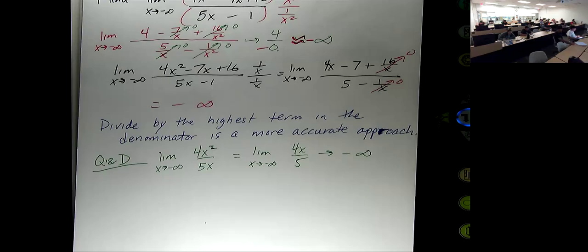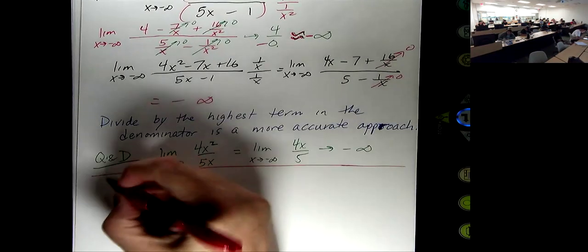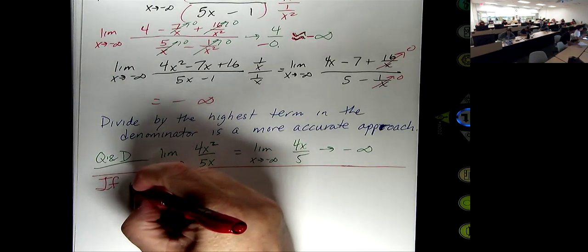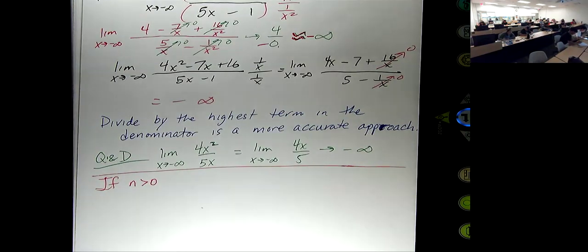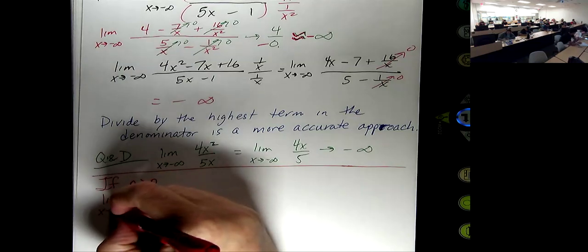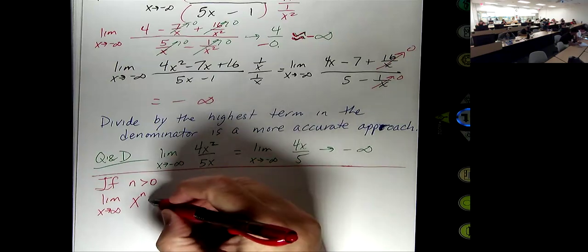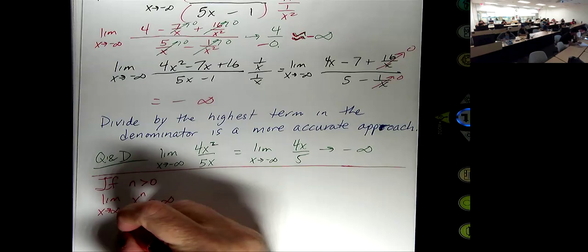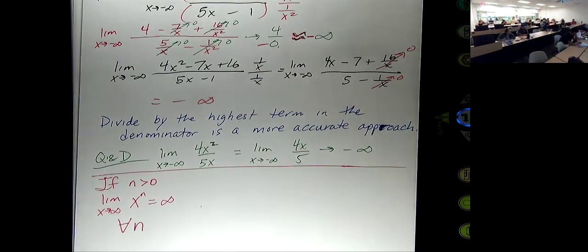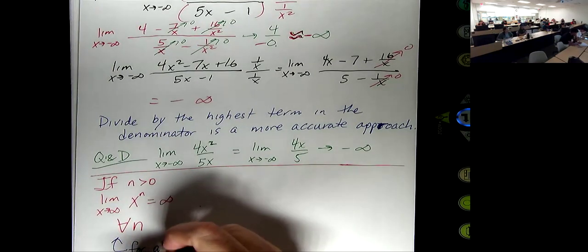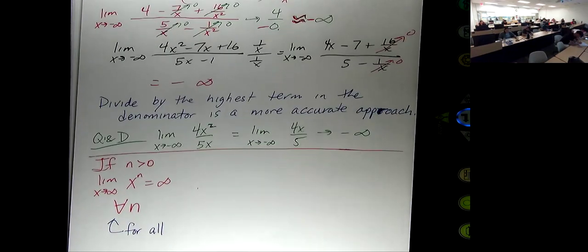What's going on here, so let me expand on that a little bit. The following is for if n is greater than 0. The limit as x goes to infinity of x to the n equals infinity for all n. This might be a new notation for you. This means for all. That's math symbology. They say for all a lot in proofs, and they finally shortened that down.